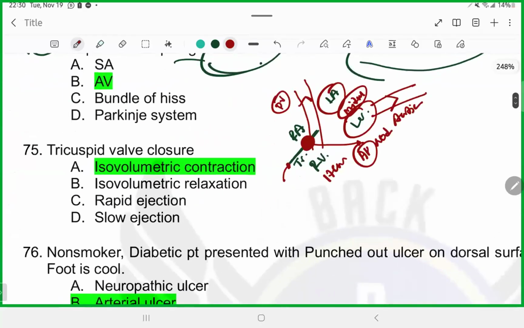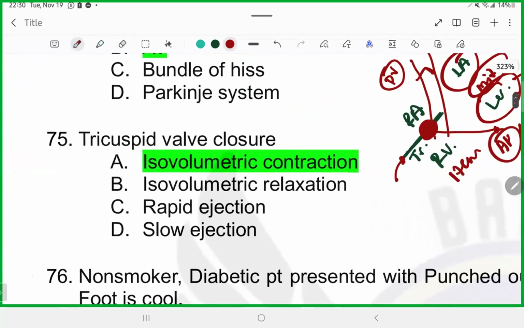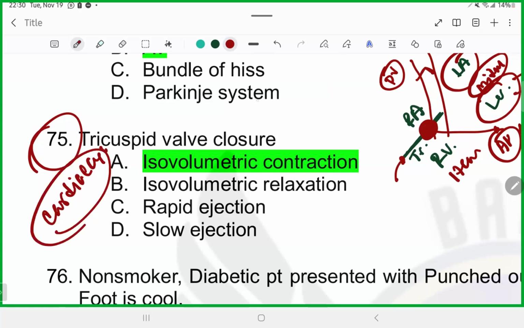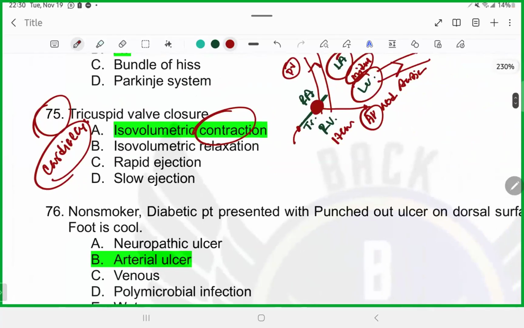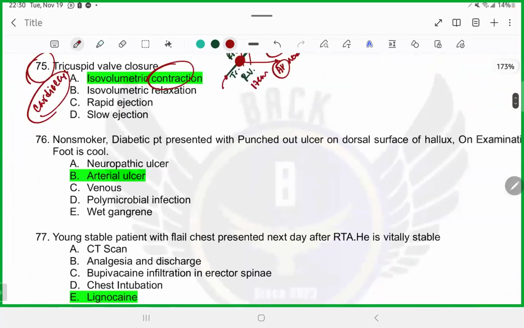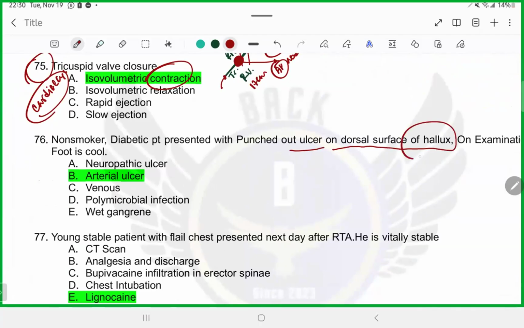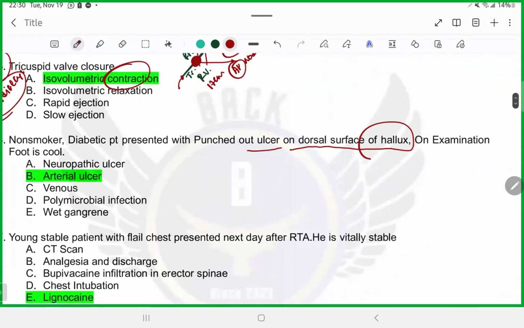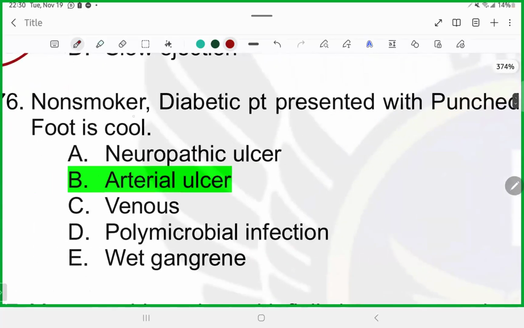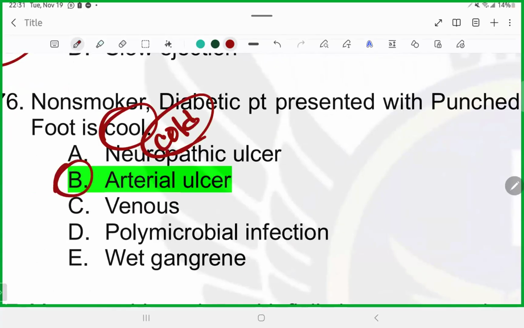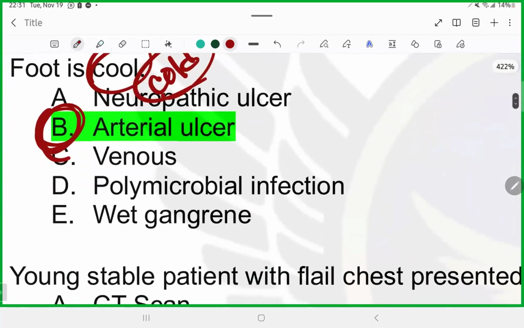Tricuspid valve closure: just see our cardiac cycle chart. Cardiac cycle, isovolumetric contraction. Non-smoker diabetic patient presented with a punched out ulcer on the dorsal surface of the hallux. On examination, the foot is cold. Anytime your foot is cold, or an ulcer with a cold periphery, that is an arterial ulcer. Very simple and easy.